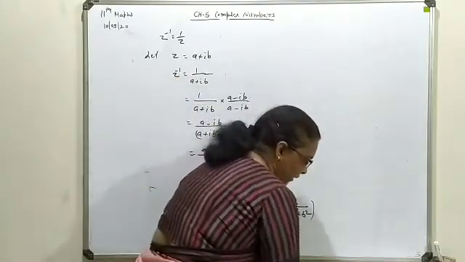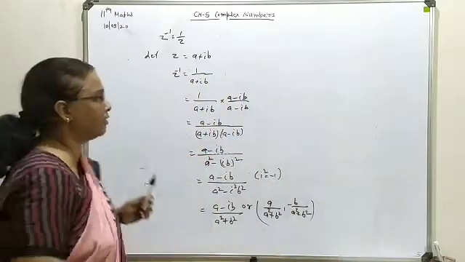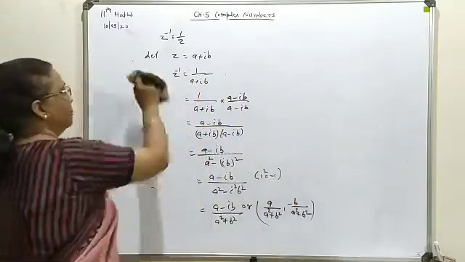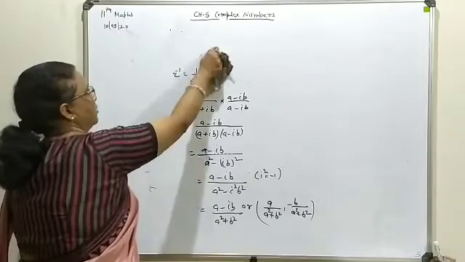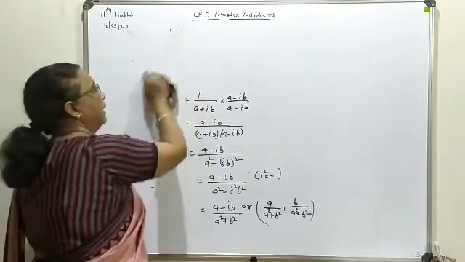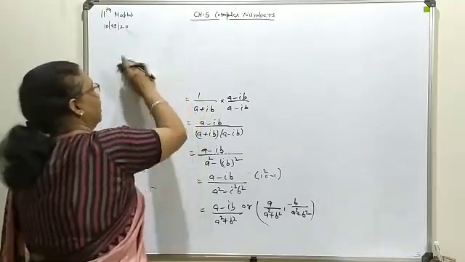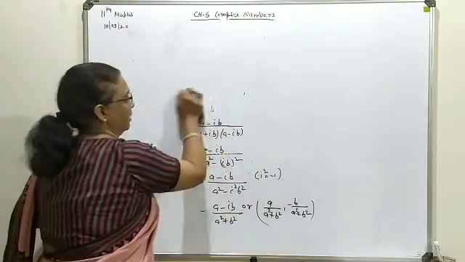Now the last property associated with multiplication is the distributive law. We know in the distributive law, addition and multiplication both we can apply at the same time.